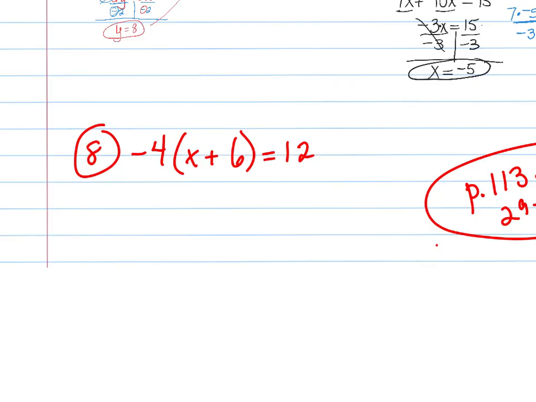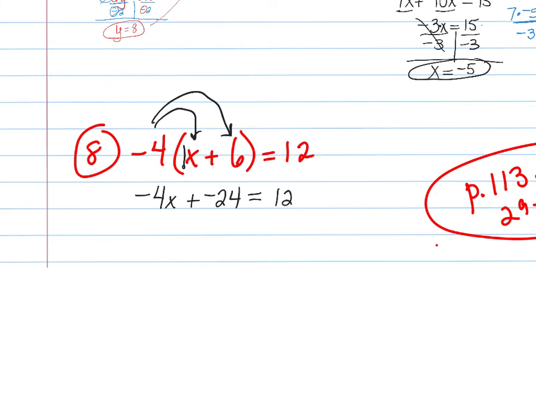Can we add x and 6? No, they're not the same fruit, are they? Mangoes and strawberries. So we have a 1 here, and we need to do the distributive property. So do you have to show me your arrows? Yep. Negative 4 times 1x is negative 4x. Plus negative 4 times 6 is negative 24. And that is equal to 12.